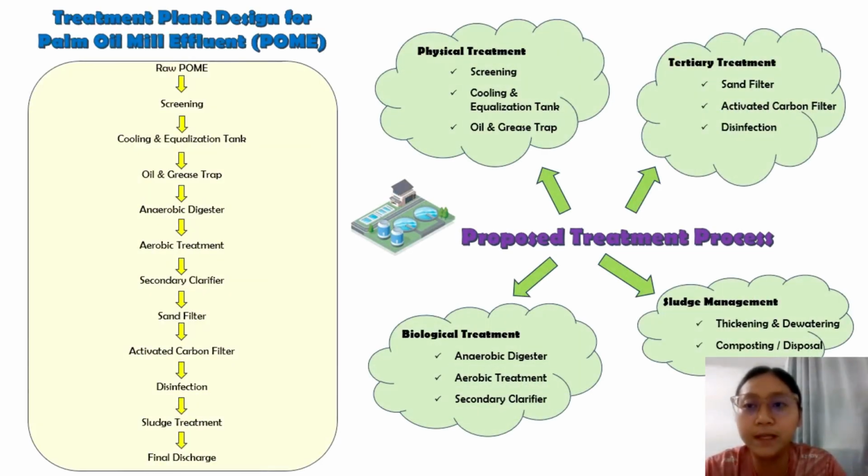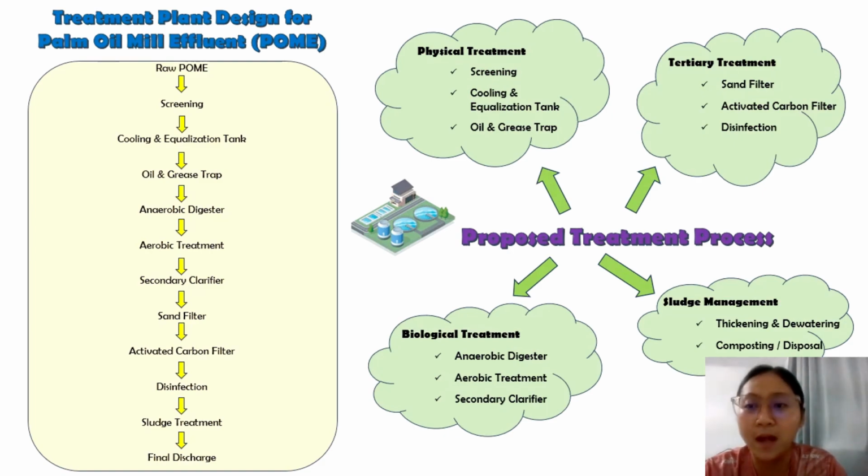So now I will present the proposed treatment plan design for palm oil mill effluent, or POME. POME contains high concentration of biodegradable organic matter, suspended solids, oil and grease. Therefore, an integrated treatment system is proposed to ensure the wastewater is properly treated before discharge. The treatment begins with screening, followed by a cooling and equalization tank to stabilize the wastewater. It then passes through an oil and grease trap to remove free floating oil.